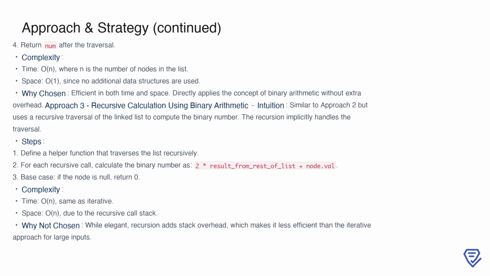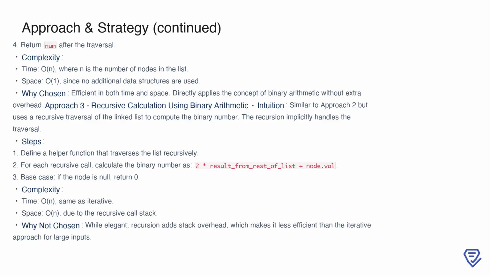In the iterative approach, the steps are simple yet powerful. We initialize a variable, number, to 0. Then, as we traverse the linked list, we update number by multiplying it by 2 and adding the current node's value. This operation effectively shifts the bits to the left and appends the new bit at the least significant position.